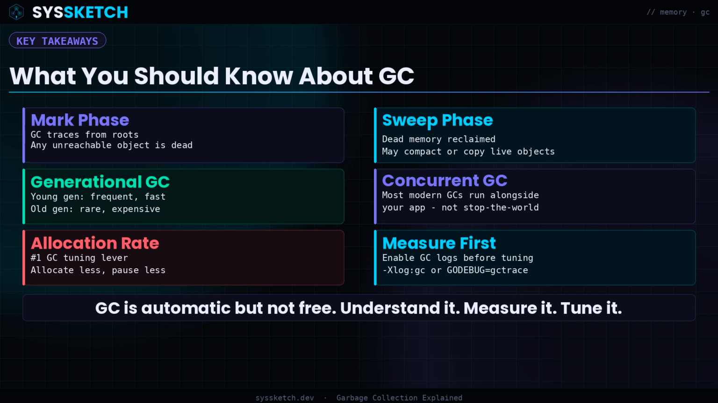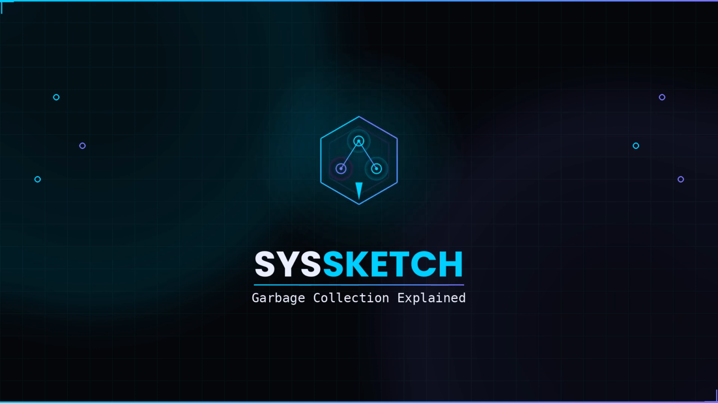The number one thing you can do to help your garbage collector is allocate less garbage in the first place. The second is to measure before you tune anything. Enable GC logging, study your pause frequency and duration, understand which generation is filling up, and only then reach for configuration. GC is automatic, but it is not magic. The more you understand it, the more predictable and fast your systems become.